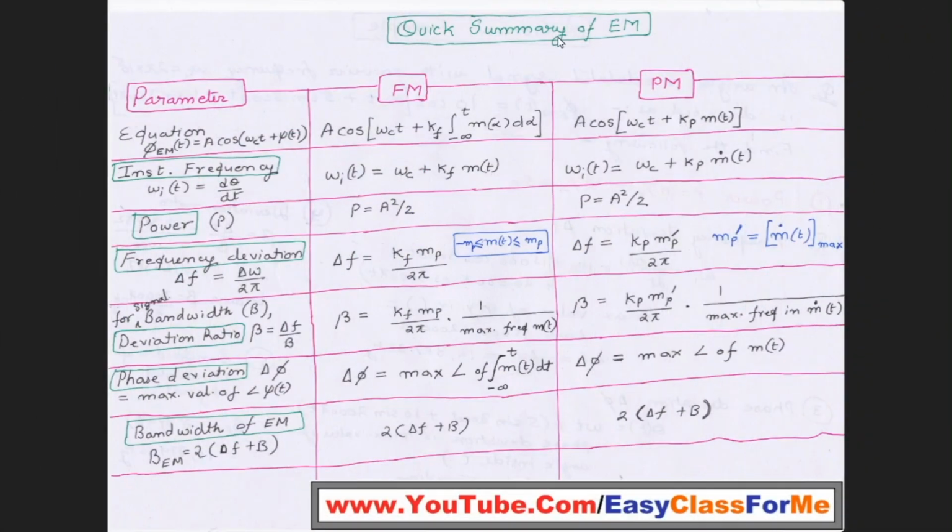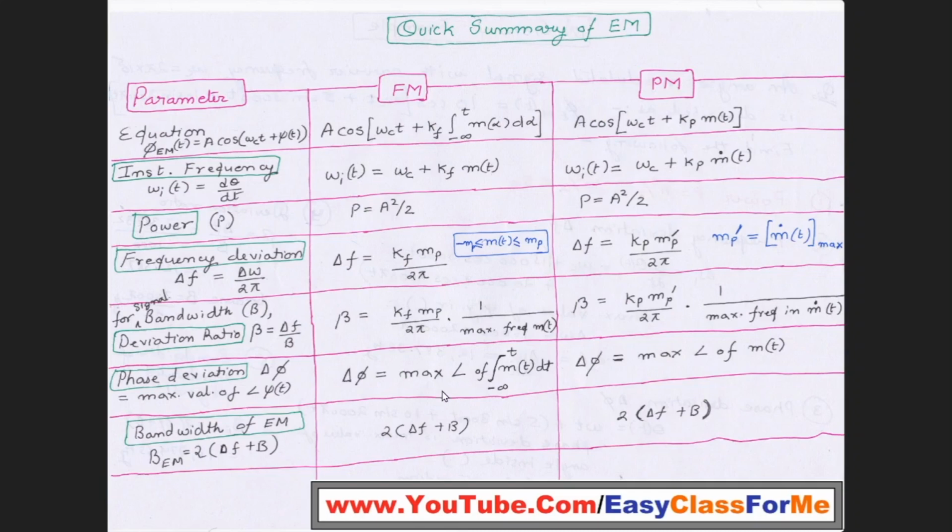So here is a quick summary of exponential modulation, also known as angle modulation. Now here are the parameters which we will be discussing, because these parameters will be frequently calculated for various calculations, and here is FM and PM. So we will see how these parameters are calculated for FM and PM.